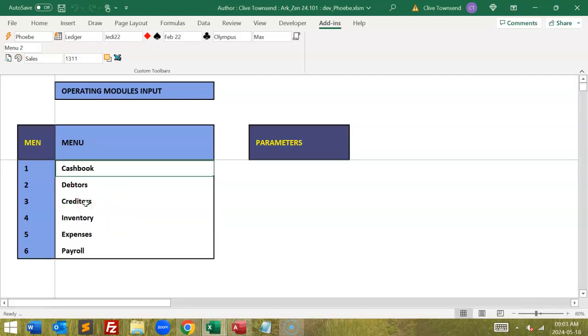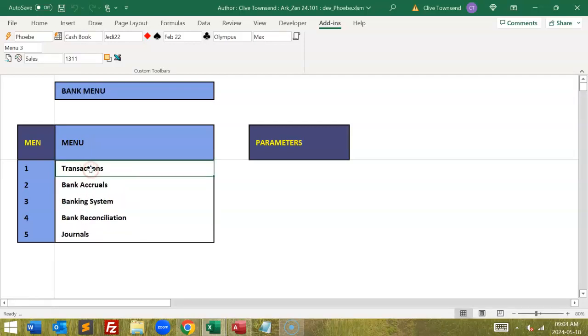Let's right click on here, go to our inputs, and now we're going to our Cashbook here. So now this is our input side of our Cashbook. Now here's a sub menu. We're going to look at our transactions. So let's go and have a look at the different transactions.